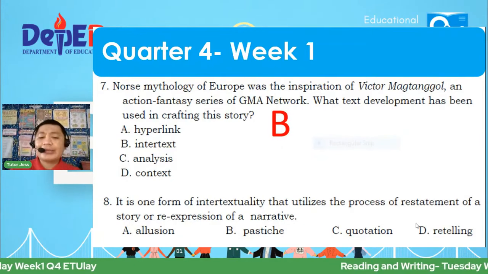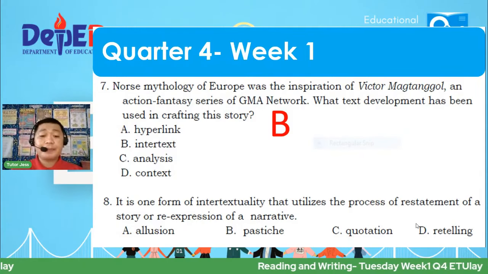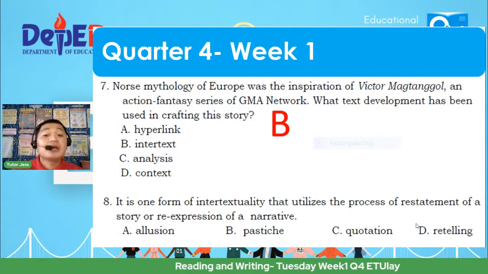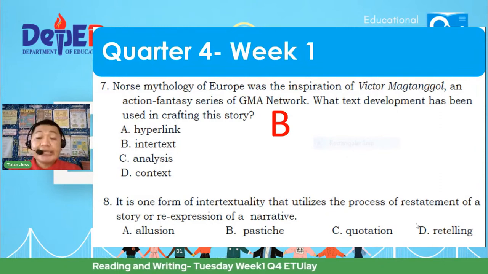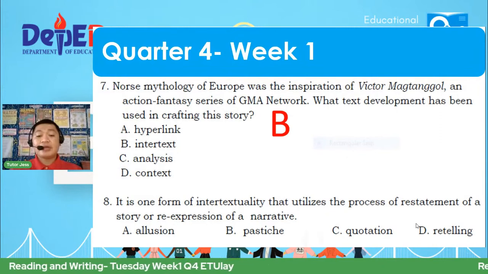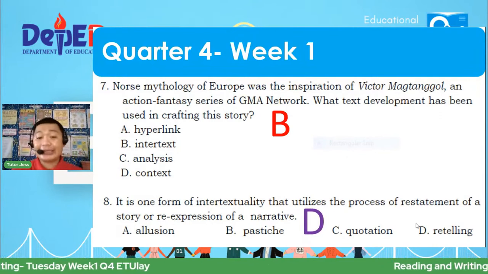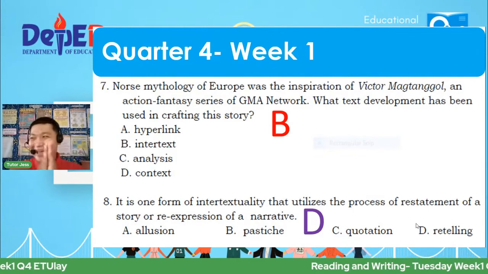What about number 8? Is it A, allusion, B, pastiche, C, quotation, D, retelling? The correct answer is letter D, retelling. All right.